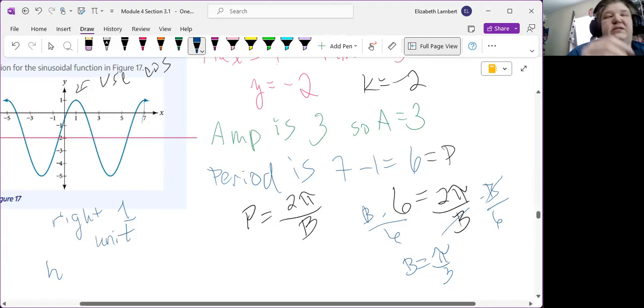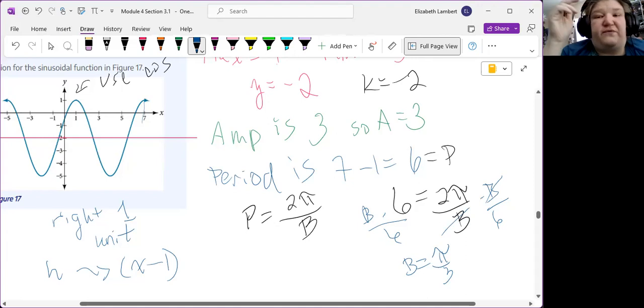So that means right 1 unit, we'd think that would be +1, but it's really going to be -1. So we're going to see x minus 1 in our parentheses. All right, so we have figured out all 4 of the variables. We have our A, we have our B, we have our H, we have our K. All we got to do now is just put it all together and write a formula.